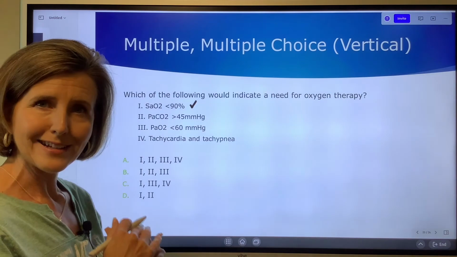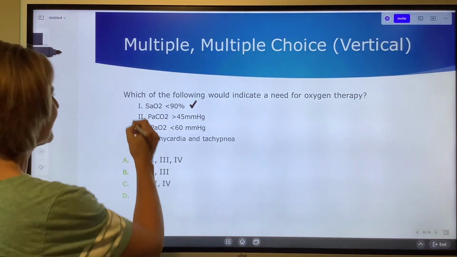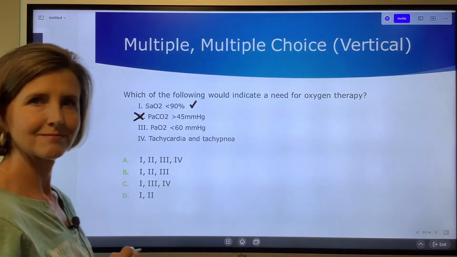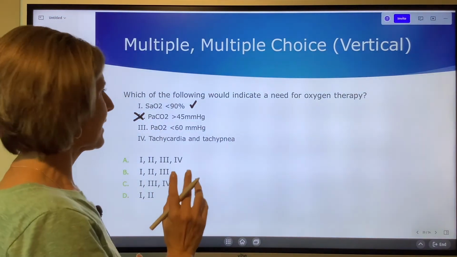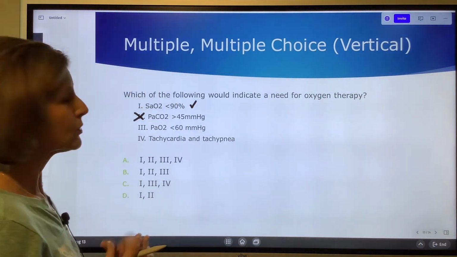CO2 has nothing to do with oxygenation. That's ventilation. This is not an option. Okay. Now, let me also show you a test taking tip. I know 2 is not an option.